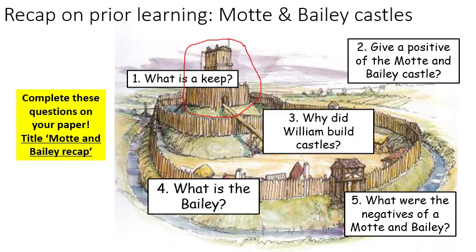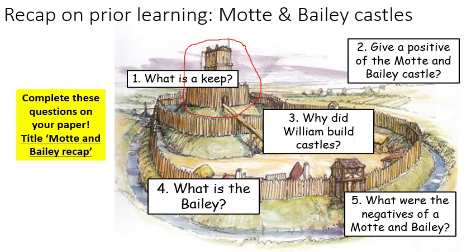Number 2, it says give a positive of the Motte and Bailey castle. So what was good about it? All right, it was very quick to build. You could put these up very, very quickly within a couple of days. And also they were always built on high ground, so that's another real positive in that you could see for quite far out if anyone was coming. So that's a really big positive as well.